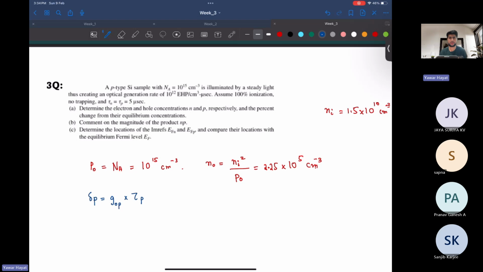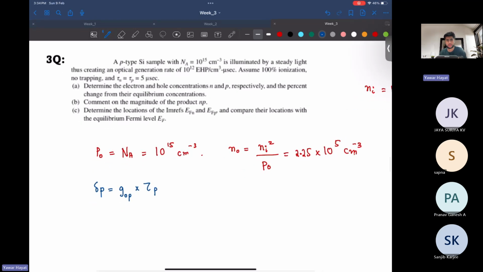Now it's visible, right? Yes, sir. Fine. So this would be your excess hole concentration, your optical generation rate, which is this, multiplied by this tau p, right? So can you now compute what this delta p should be?